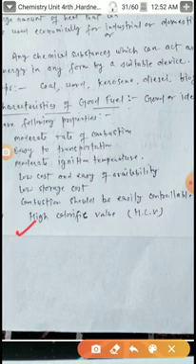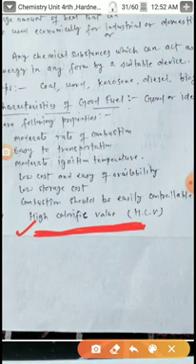And the last property of a good fuel is high calorific value. It is very important. When a fuel burns, the total heat produced by the fuel after burning, which we get in the form of calories, is called the calorific value of a fuel. So these are the important characteristics of a good fuel. So you may have studied about the good fuel.